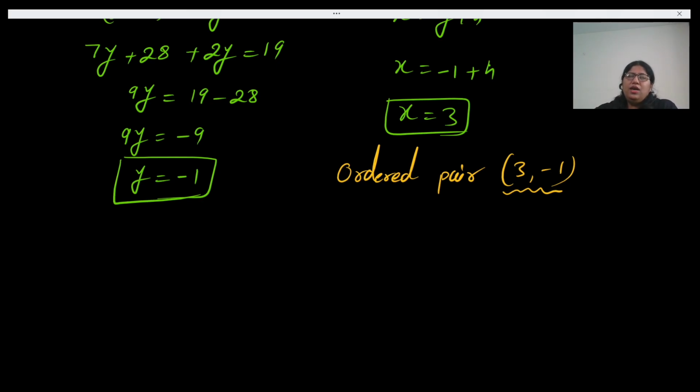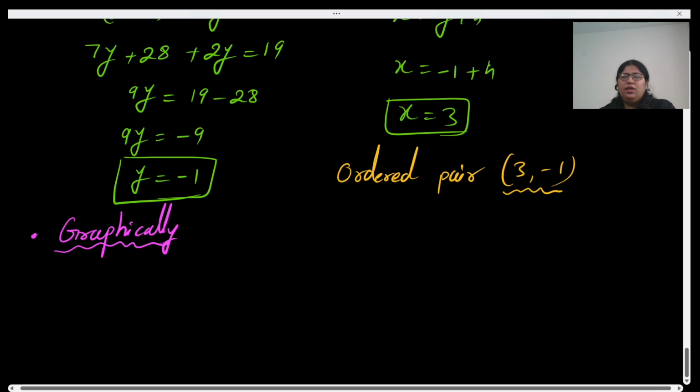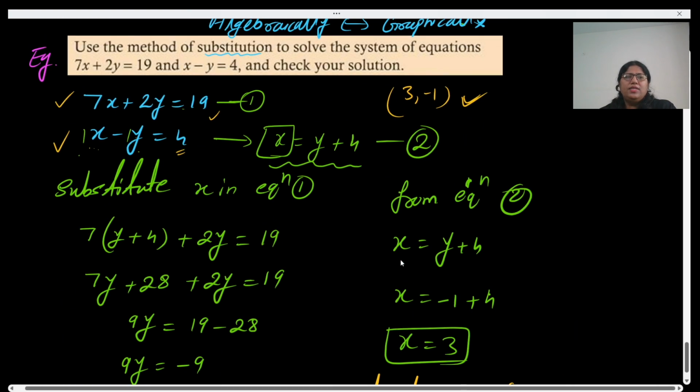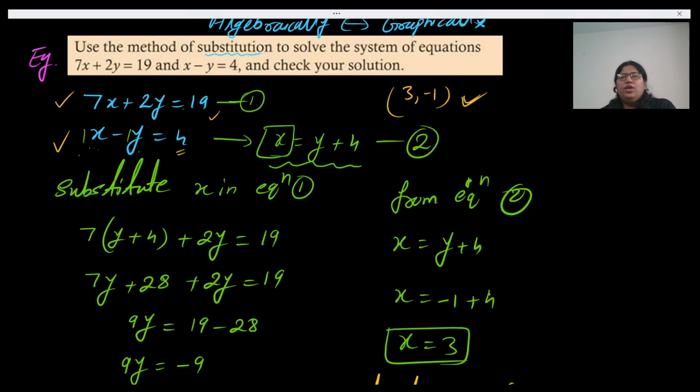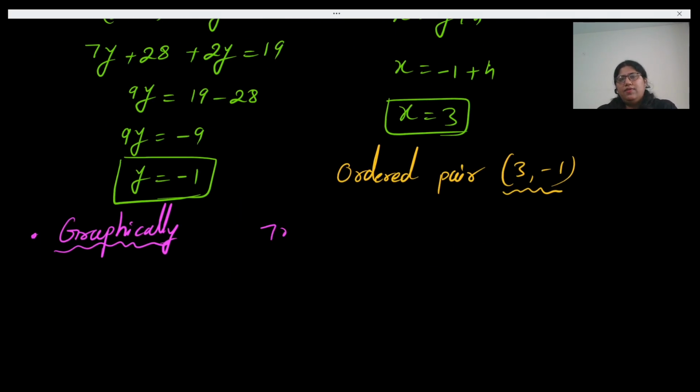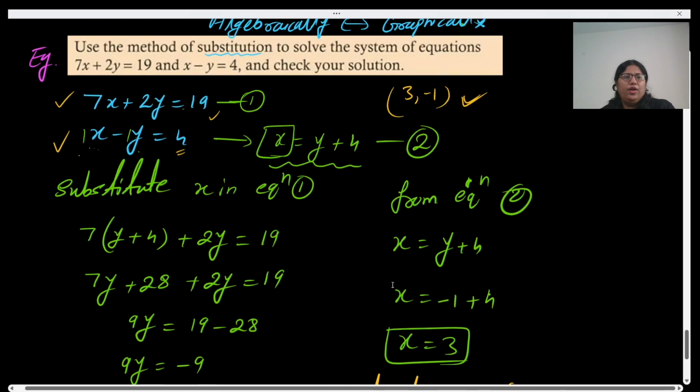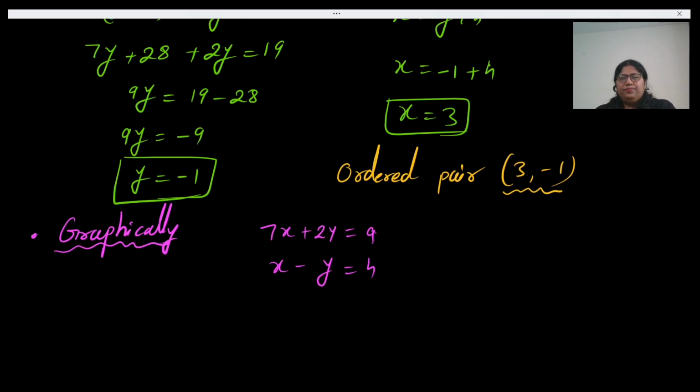Now the same thing, how are you going to solve it graphically? The same question, because you know that each equation is a linear equation, so you will get a straight line for each equation. If you want to solve it, you will always get the x and y intercepts. So what is my first equation? 7x plus 2y is equal to 19. And the second equation is x minus y is equal to 4, right? How do we get the solution here?